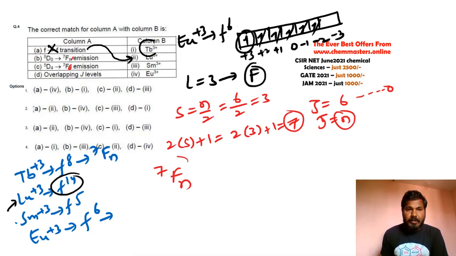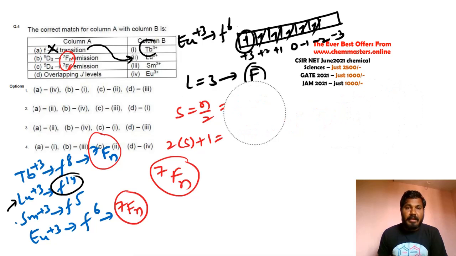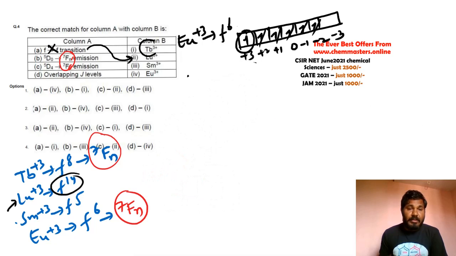So 7F. What we just found for terbium plus 3 is 7Fn, and also for europium plus 3 it is 7Fn. So these are the ground states. Yes, and the next term symbol is 5D. It is the simplest one, no need to calculate or find the term symbol.